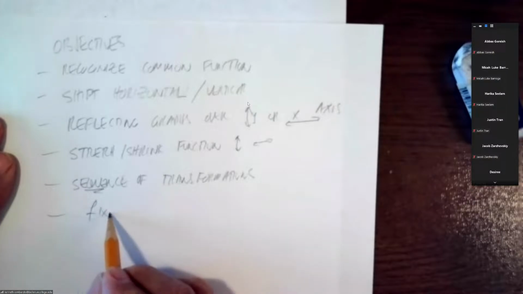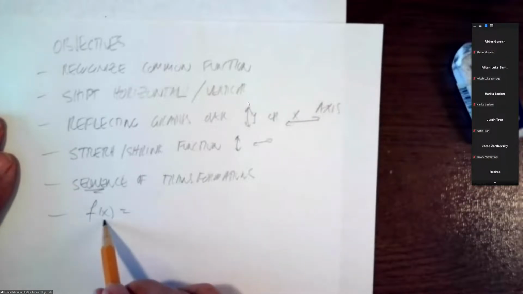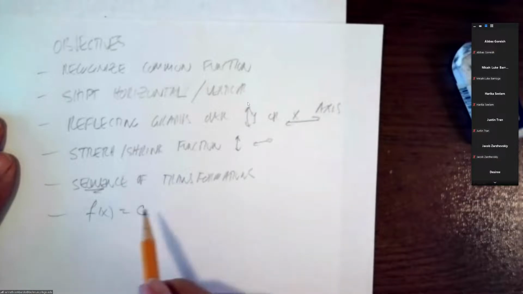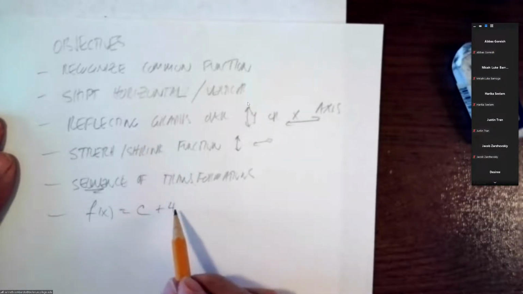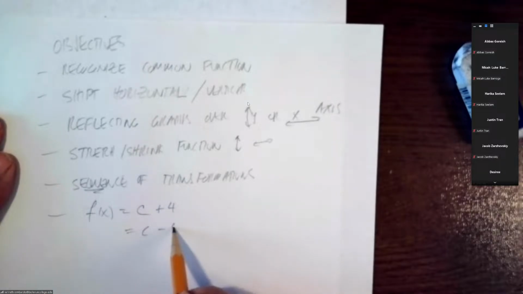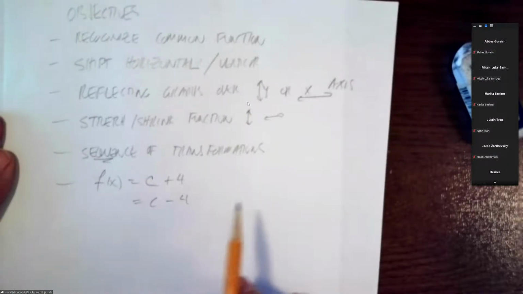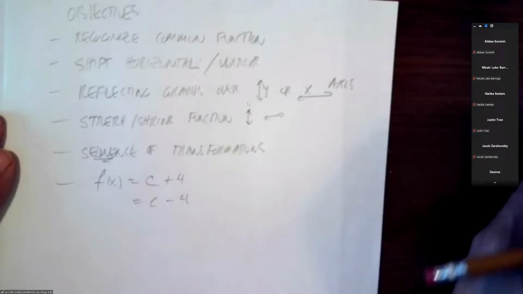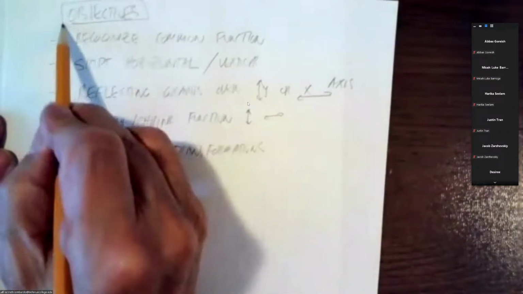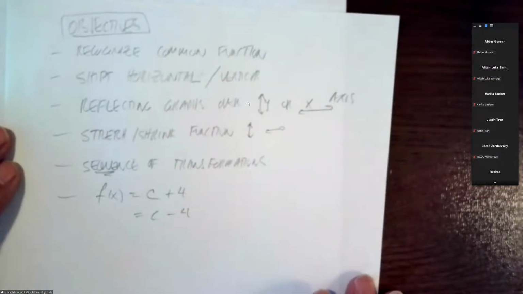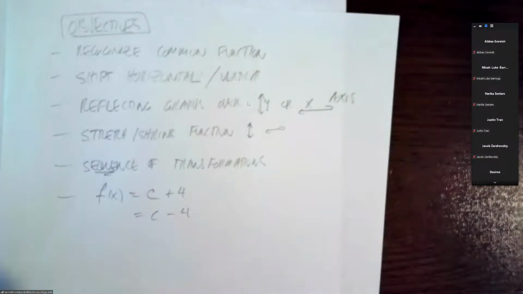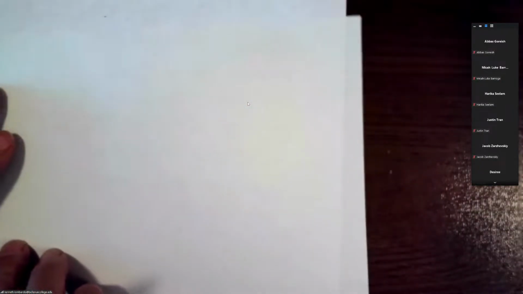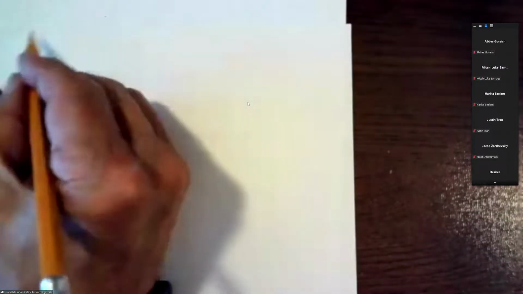Maybe a function is defined as f of x is some constant. We may want to shift that constant up 4 units, or we might want to shift it down 4 units. And we'll go in and do some examples of these. But those are some of the objectives then that we want to cover in this section 1.6. So let's take a look at what some of the common functions or frequently encountered functions are.